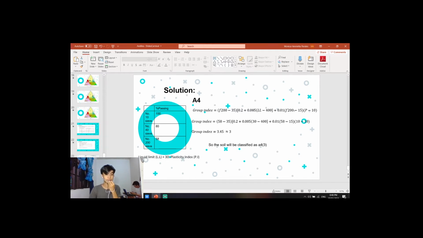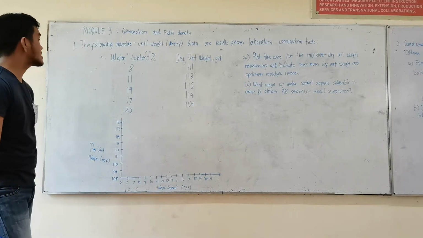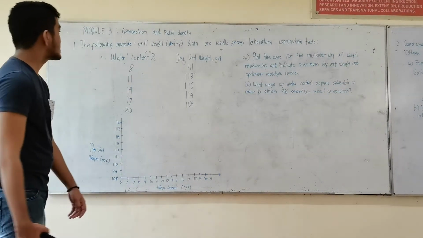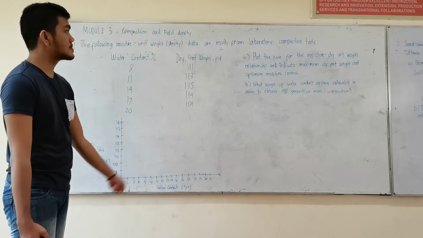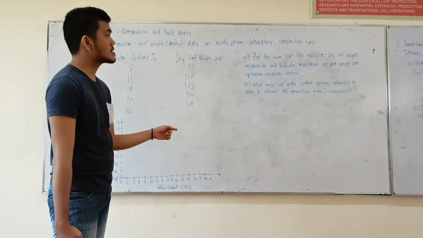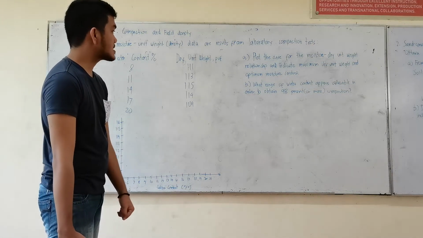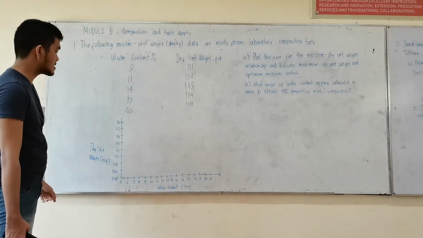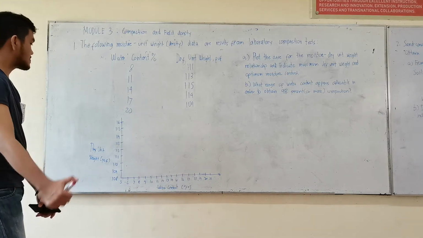So, guys, thank you. I am Pyro Villanueva here to discuss the problems given for Module 3, compaction and field density. For problem number 1, we have this table here. The following moisture unit weight density data are results from the Proctor compaction test. We have two problems. Plot the curve for the moisture dry unit weight relationship and indicate the maximum dry unit weight and optimum moisture content. We have this table of values and a graph already set here. First, we need to plot the graph.